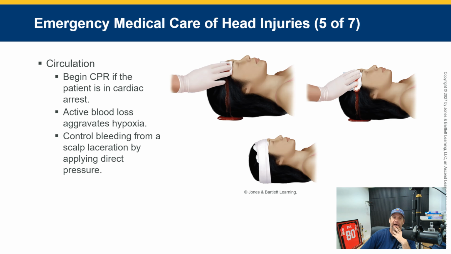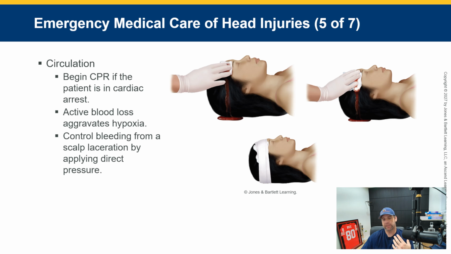Any active blood loss is going to reduce the amount of oxygen that can be delivered to the injured brain, so we want to take care of that. You do need to take care of those scalp wounds very quickly. It's not that the blood being lost from the scalp is necessarily going directly to the brain, but it is very vascular, so you're going to lose a good amount of blood.